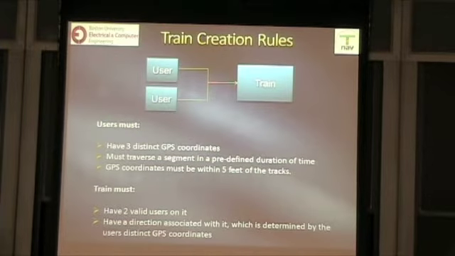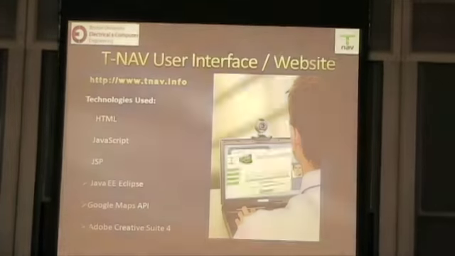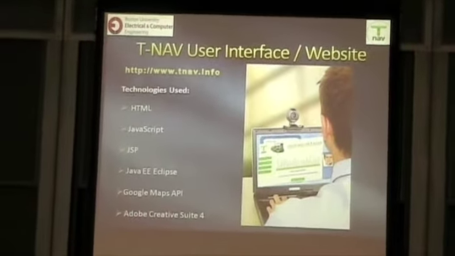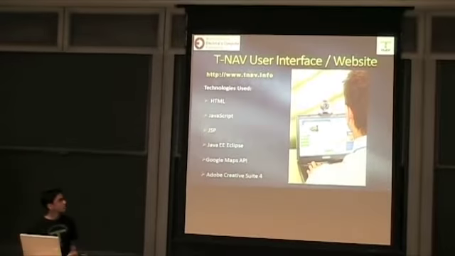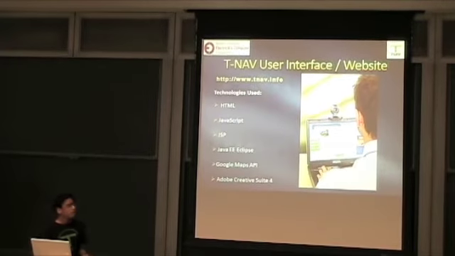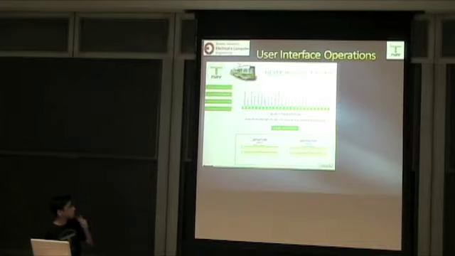I'm going to throw it over to Abin to talk about the website now. Thanks, Moses. So our website is T-Nav.info, so anyone who has access to internet can now check it out. Our website is developed using the following technologies: HTML, JavaScript, JSP, Java, Eclipse, Google Maps API, and Adobe Photoshop and Premiere. So this is a screenshot of our homepage, and the website has 2 main features.